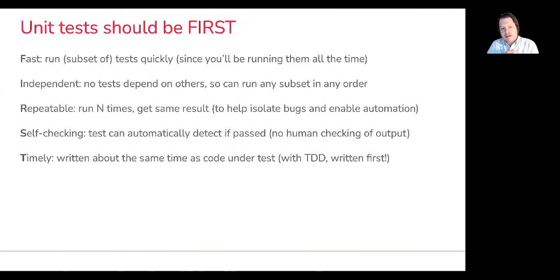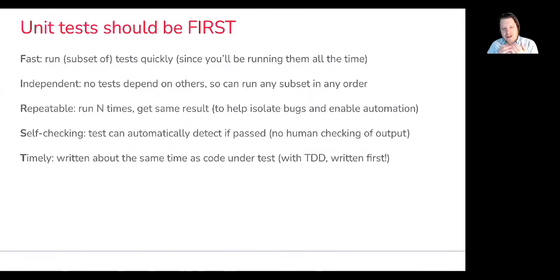The I is going to stand for independent. We don't want our tests to depend on others. We want to be able to run any subset in any order. If a test becomes dependent on some other condition, it's not independent. And we are going for independence in our tests so that, again, we can run them in any order. And as we're developing things, we don't have to run them all.